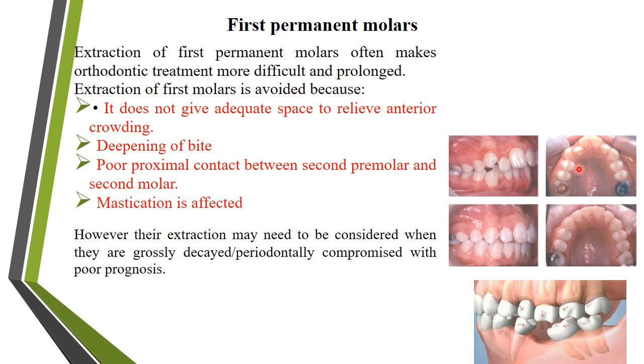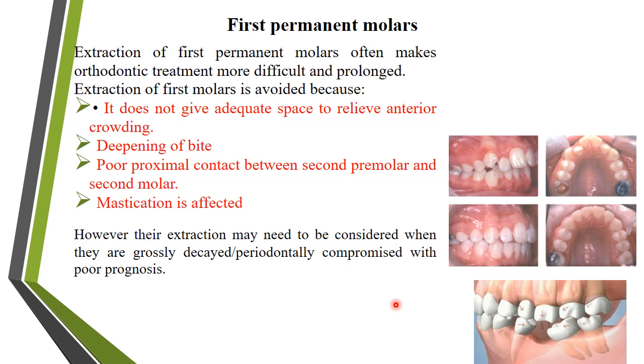Besides, extracting the first molars usually causes deepening of the bite, which is not always favorable or desirable. Also, by extraction of the first molars, the second premolars, as we can see here from this picture, and also the 7s, may tip towards the extraction space. And they are also important for mastication, so mastication is also going to be affected.